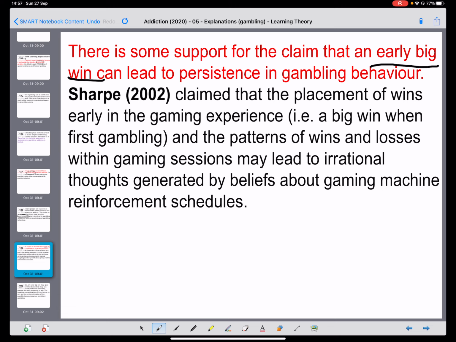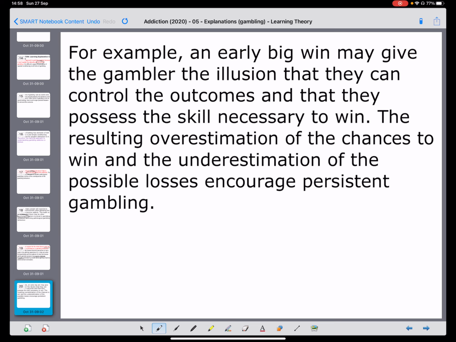Sharp looked at a series of gamblers and said the placement of wins early in the gaming experience, and the patterns of wins, actually lead to irrational thoughts. So it's not that the behavior of gambling is reinforced, it's the irrational thoughts that are reinforced. Somebody who goes on to become a gambler may be a gambler because of these irrational thoughts, but it was their initial experiences that changed things.